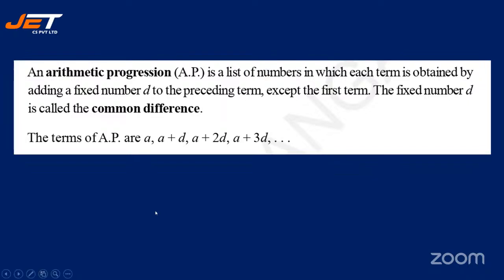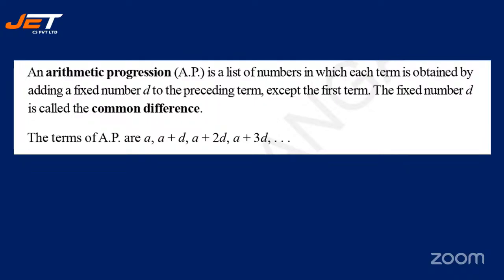An arithmetic progression, which is called an AP, is a list of numbers in which each term is obtained by adding a fixed number d to the preceding term, except the first term. The fixed number d is called the common difference. So what do we mean by this?